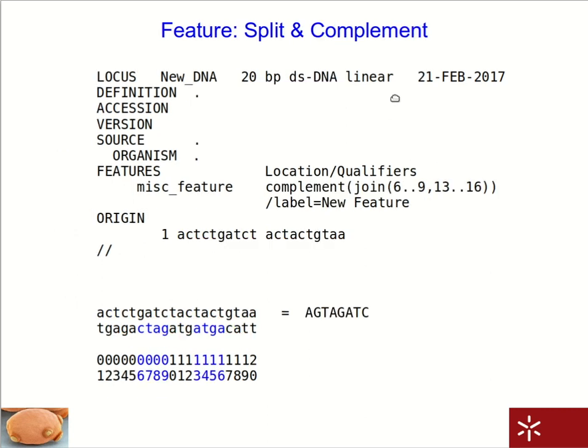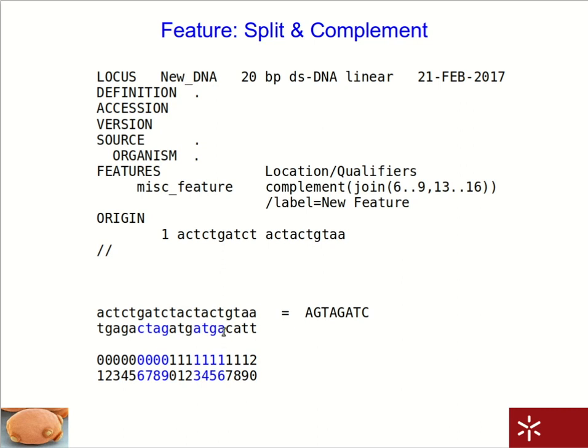And now for the final and most complicated example here. You can actually combine these two keywords, complement and join. And in this case, this feature consists of positions 6 to 9, 13 to 16, just like in the previous example, but the complement. So our sequence is actually on the complement strand. And how do we solve this? We have the same part of the sequence as in the previous example. This is exactly the same, but the sequence we want is on the complement strand.